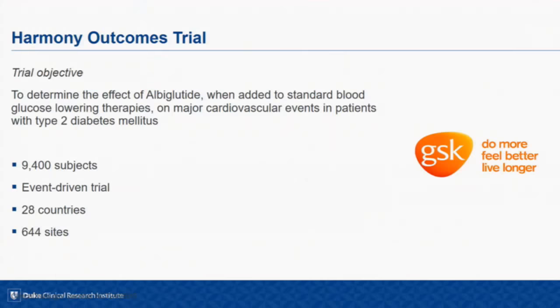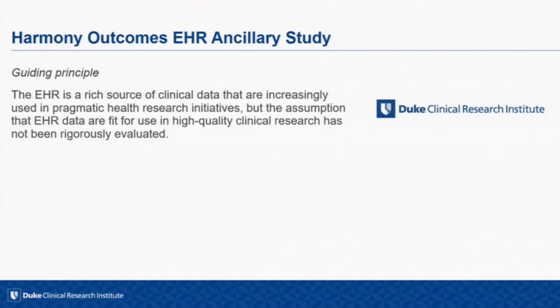So the Harmony Outcomes trial is a GlaxoSmithKline trial. They've got albiglutide, which is just part of the diabetes glucose-lowering therapies. This trial is really a safety trial. They were looking at major cardiovascular events. Over 9,000 subjects across 28 countries, more than 600 sites. It is an event-driven trial, which means we didn't have a hard end date for when this trial would stop. That becomes relevant in a few slides, just so you know. We didn't actually know when this thing was going to end.